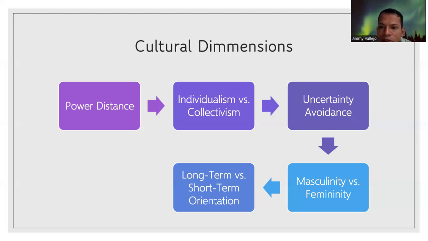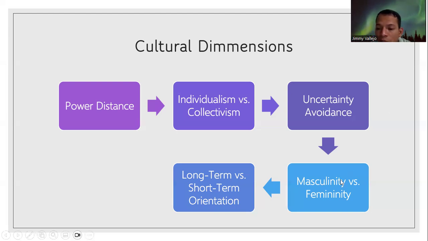The third one that we are going to talk about today in this cultural dimension is uncertainty avoidance. This dimension measures the level of discomfort that a society feels in uncertain or unknown situations.